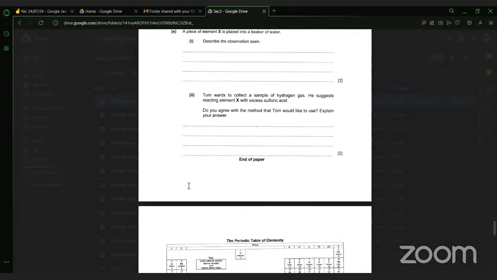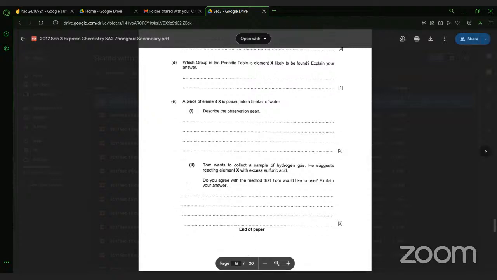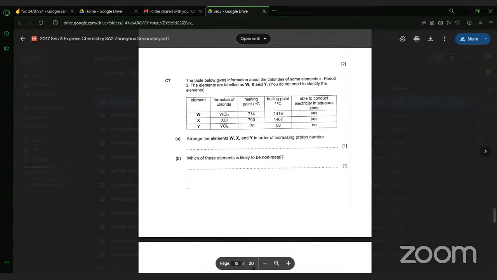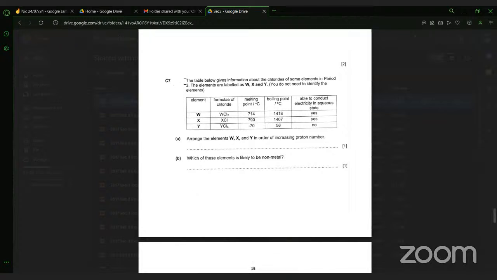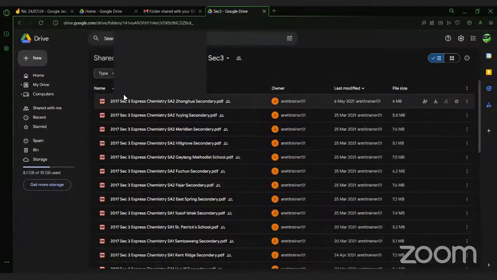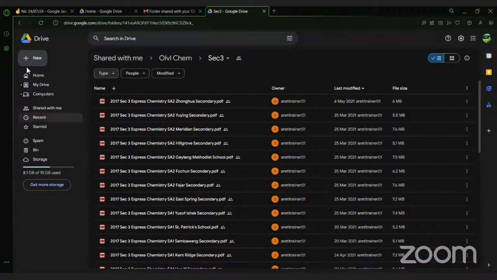Huh. Is it a Sec 3 question? Oh, it is a Sec 3 question. Sec 3 question is notorious. Don't go for Sec 3. You should be going for Sec 4. As weird as it sounds, Sec 3 is very unstable between schools. That's why you didn't see it. You should go to Sec 4.